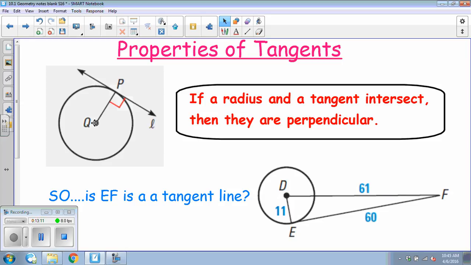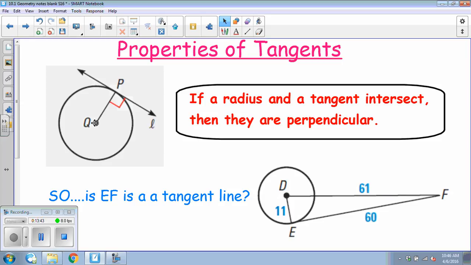Well, you can't look at it and tell. We know that in this problem, DE is a radius. We know that. Without question. It goes from the center to the circle. But we don't know if FE or EF is tangent. You cannot tell visually. You have to prove it mathematically. How can we do that? Pythagorean theorem. Very good. If you can prove that that's a right triangle, then that means it's perpendicular. That means it's a tangent.